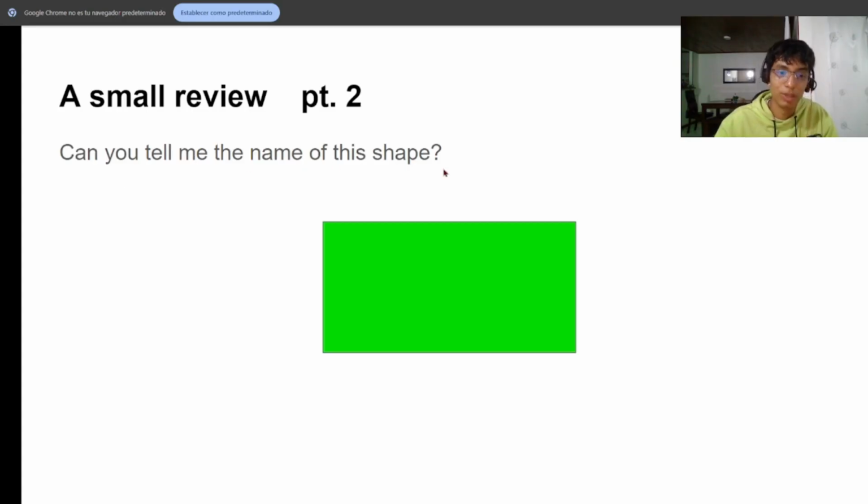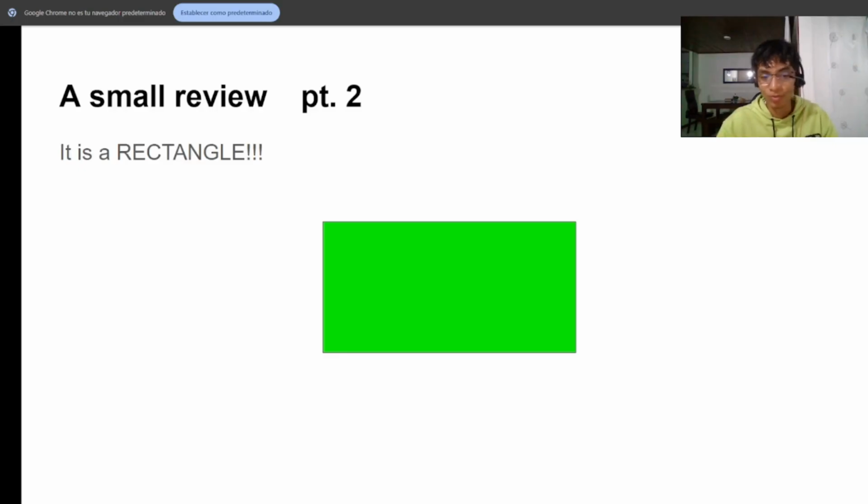So can you tell me the name of the shape? It's really similar to the square, but it's a little longer here. Yes, perfect. That's a rectangle. So can you guys tell me the color of this rectangle? It's green. Yes, perfect.